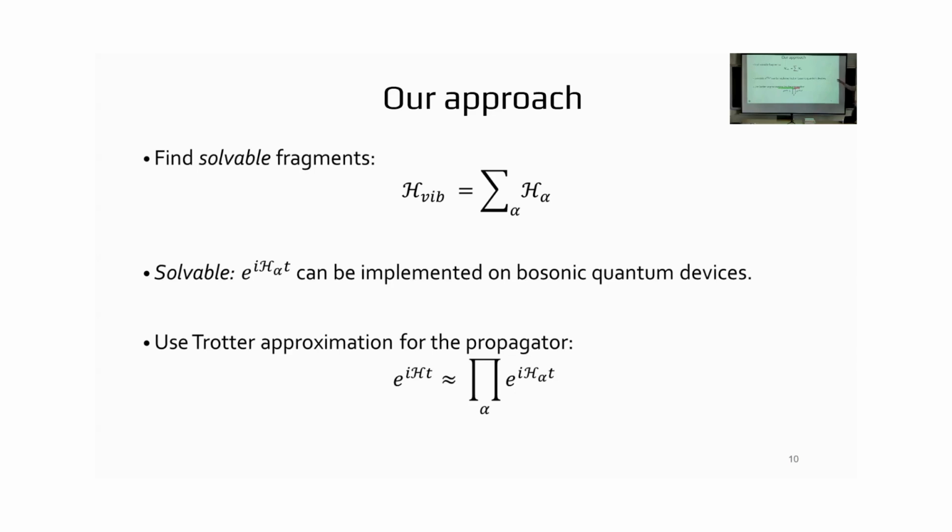So if you can find these solvable fragments, then you can use the Strang approximation to build the propagator as a product over the propagators for your fragments. And you can, in principle, make the Strang approximation as accurate as required by making the time step for this propagation small enough, right? So with that being said, the only step that's left now is how do we find these solvable fragments? How do we break down the Hamiltonian?